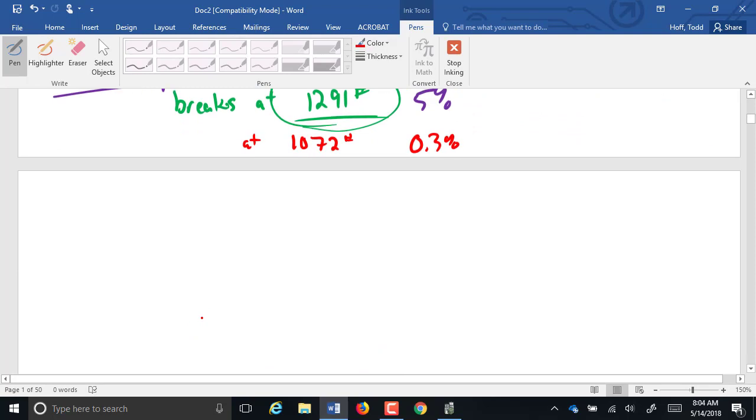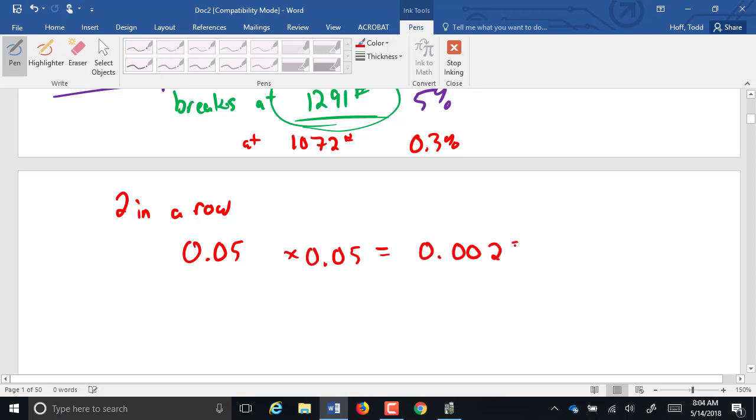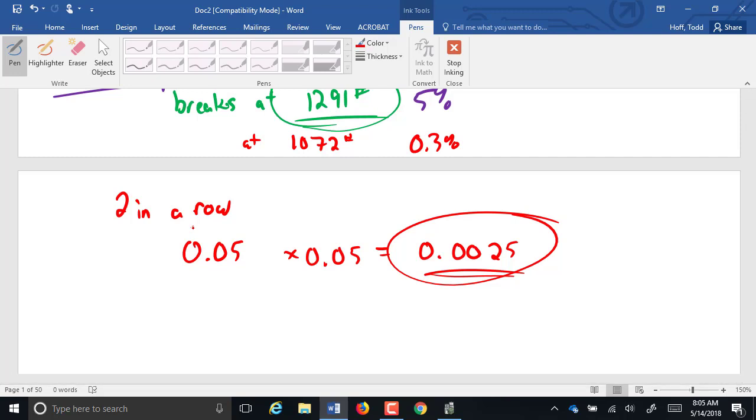How would we know how unlikely it is? Well, let's say 2 in a row. It's 0.05, 5%, as the chance of one of them happening, right? 2 in a row would be 0.05 times 0.05, that's 0.0025, less than 1/4%, or about 1/4%. So that's very unlikely. That means 2 in a row outside that 5% range is just as bad as 1 outside of the 3 standard deviation range. Does that make sense?